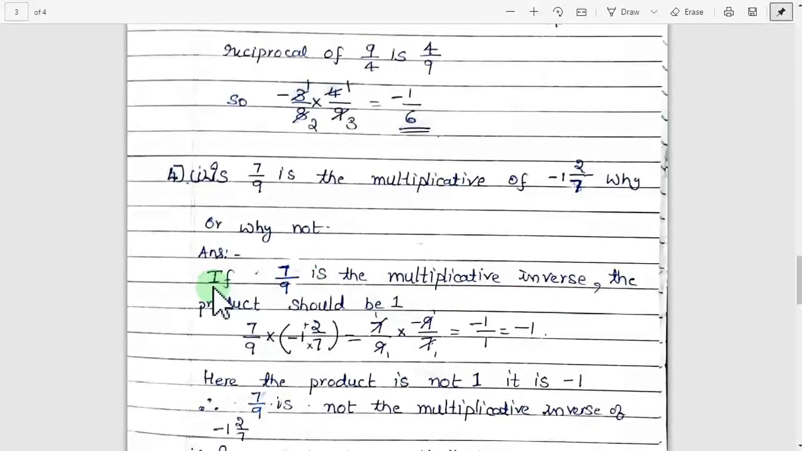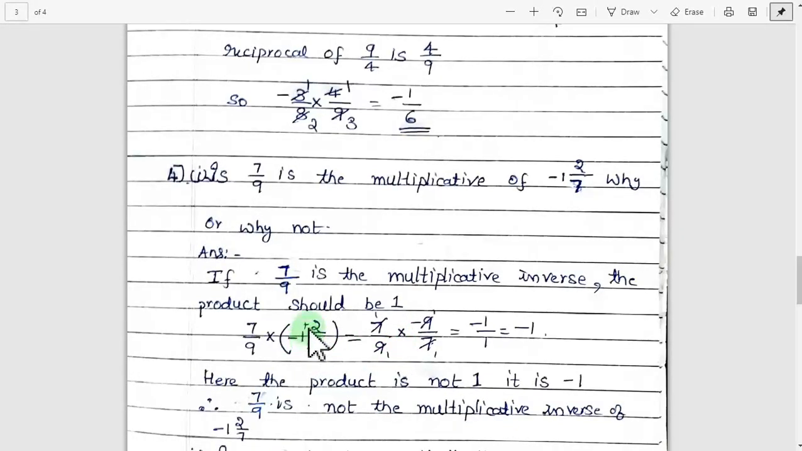Let us check that. If 7 by 9 is the multiplicative inverse of minus 1 2 by 7, the product should be 1. Now let us multiply and check that. 7 by 9 into minus 1 2 by 7. This is a mixed fraction. First of all, we have to convert that into an improper fraction.